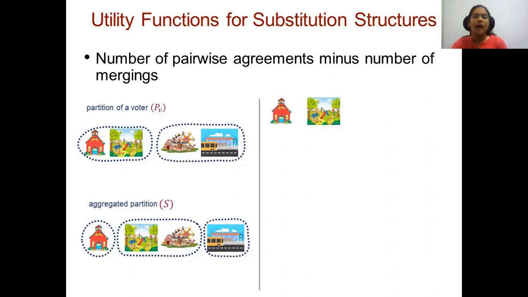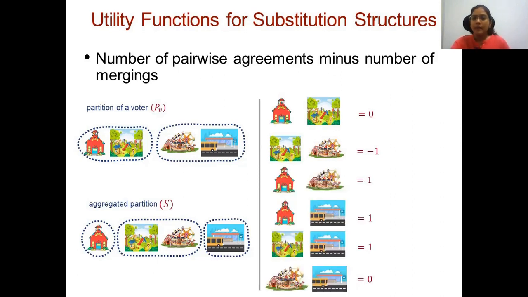Then, as I said, I'm not unhappy, so I give the utility as 0. Next, if we compare these two parts, these are not in substitution for me, but these are in substitution in the aggregated partition, so I give the value -1. And if two projects are in the same or in different parts in both the partitions, then we give the value 1 as earlier. So this is how we compute the values for every pair of projects. And now the utility that a voter V gets from S is the sum of these values.